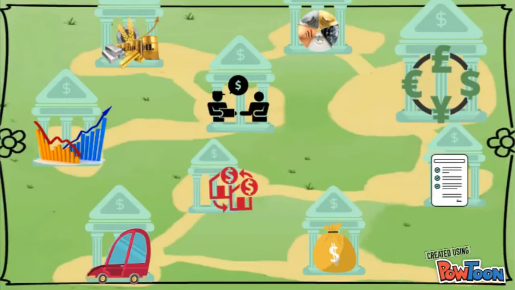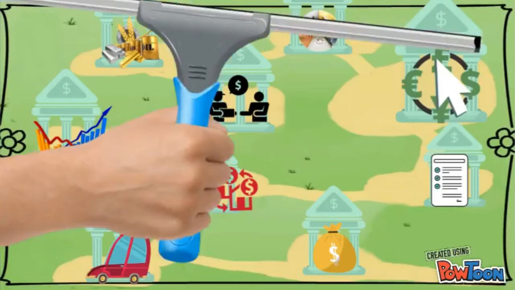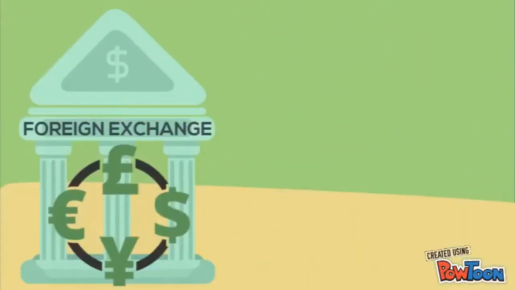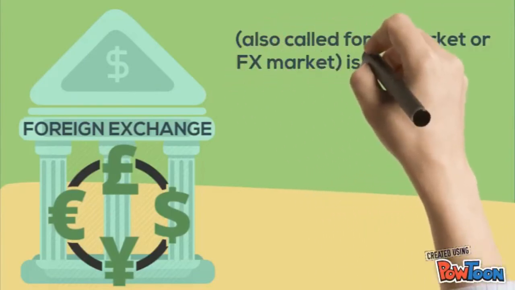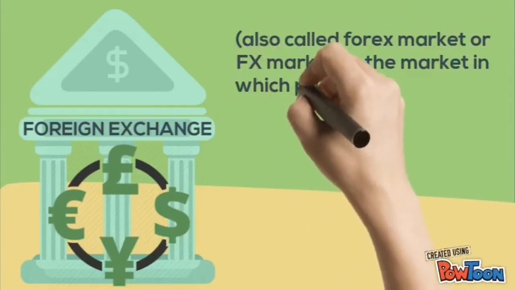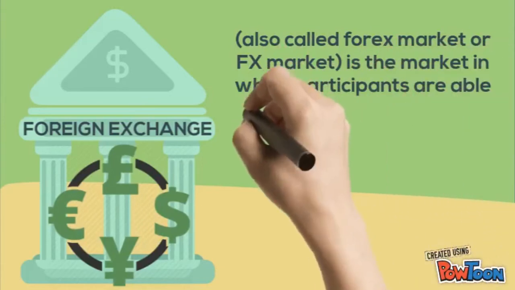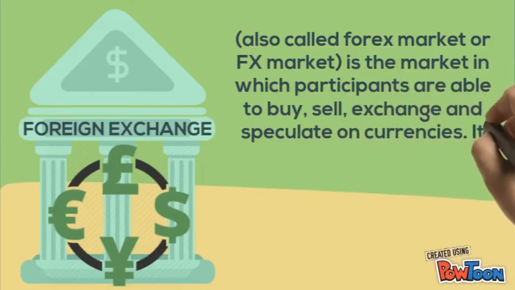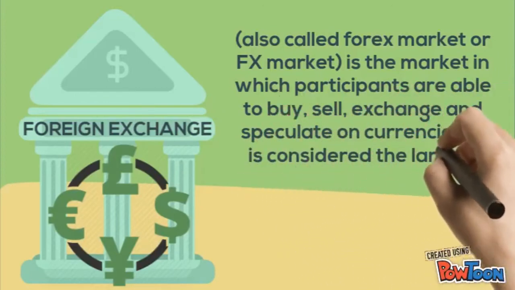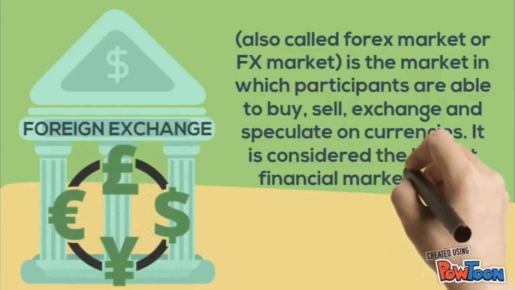Now, maybe we can go to the biggest financial market on the map. Do you know what it's called? You're right. It is the foreign exchange market. Foreign exchange market, also called Forex Market or FX Market, is the market in which participants are able to buy, sell, exchange, and speculate on currencies. It is considered the largest financial market in the world.